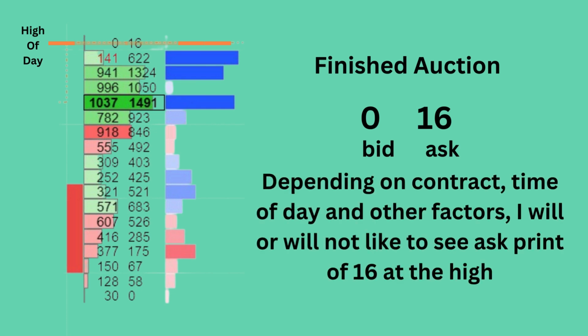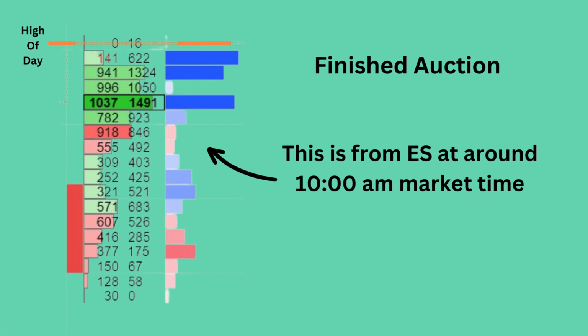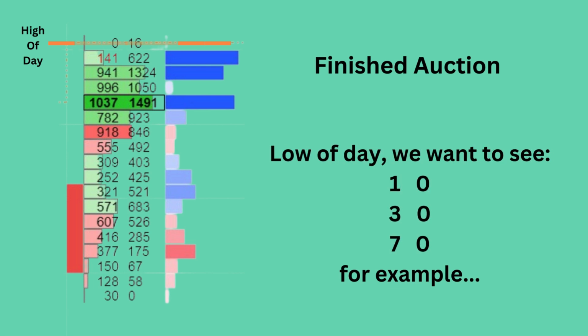Depending on what I am trading, I will accept a higher number than on some contracts. For example, this is a screenshot of ES, and 16 is relatively low for ES, but it depends on a number of other factors like the current volatility, the time of day, or if there is a significant news event around that time. When looking at high of day, the lower the ask number, the better, and if we are looking at the low of day, we want to see a very low bid print next to a 0 ask print.